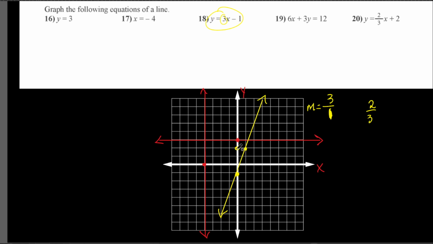That's all it is. So watch. I rise 2, 1, 2, and I run 3. 1, 2, 3. There's my 2 points. You obviously know what we do now. We do that, and we do that. And there is that one right there.